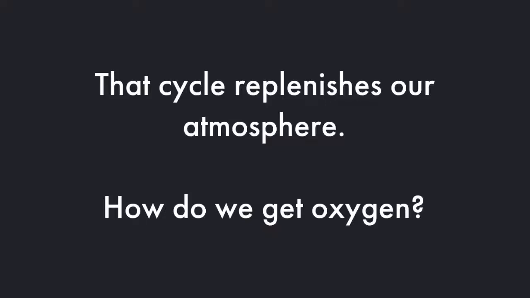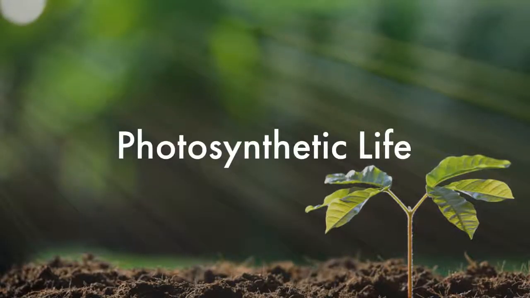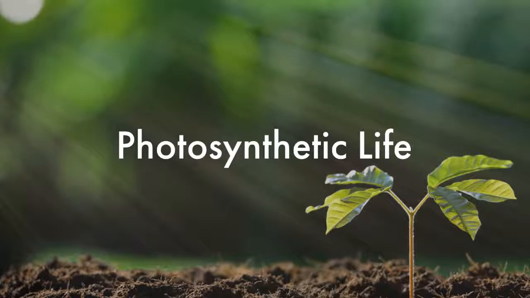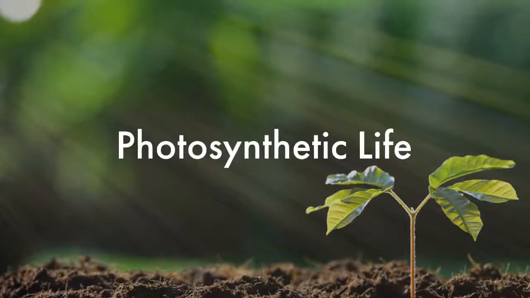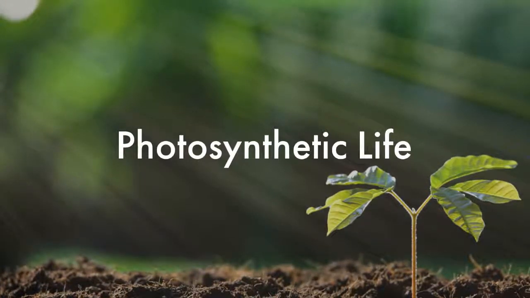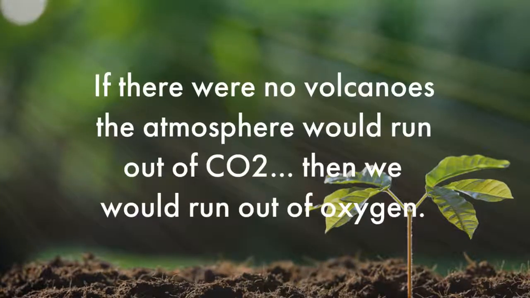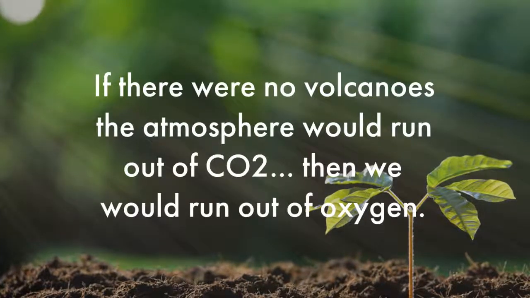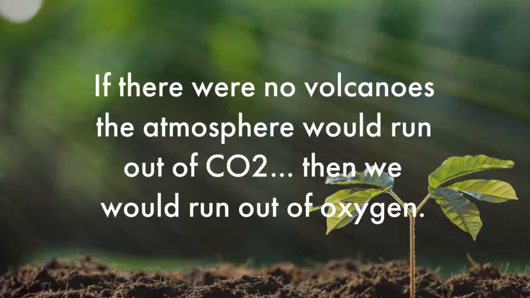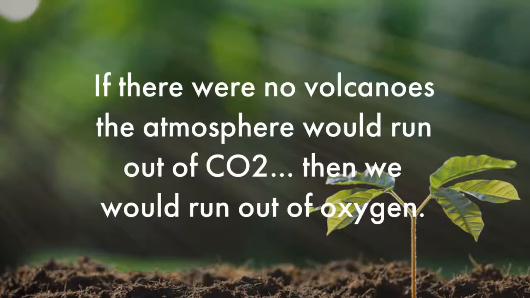So then how do we get oxygen? The answer to that question is photosynthetic life, which uses the process of photosynthesis to turn carbon dioxide into oxygen. It is important to remember that if there were no volcanoes, the atmosphere would run out of CO2, and then we would run out of oxygen.